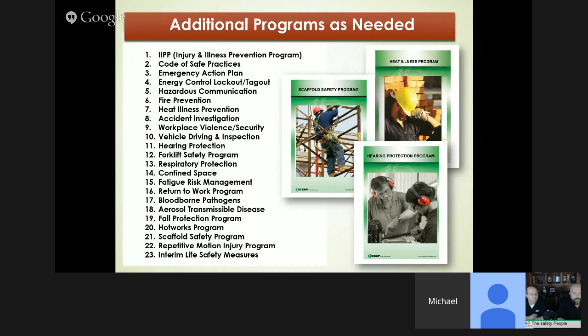index. Number one, the IIPP, number two, Code of Safe Practice. Now they don't have to be in this order. This is just an order that we put them in. Don't worry about the importance of that. But the reality of it is, I'll just name off a few that I can promise you you'll probably need in your injury illness prevention program.